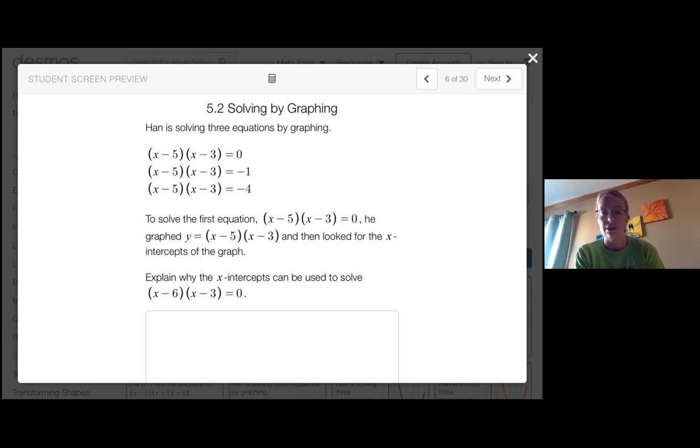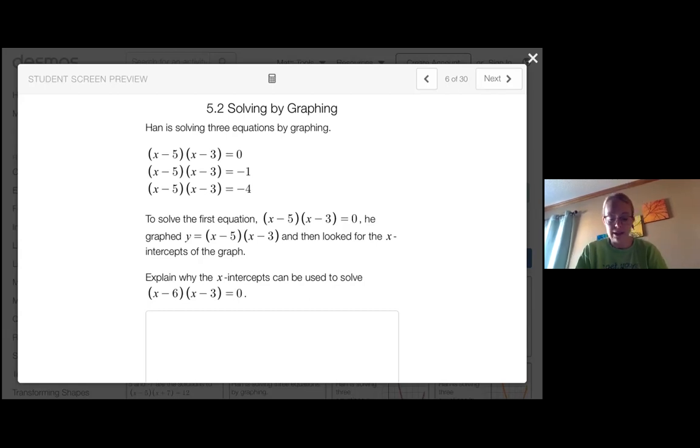The first one equals 0. The second one equals -1. And the third one down there equals -4. It says to solve the first equation, x minus 5 times x minus 3 equals 0, he graphed it. And then he looked for the x-intercepts on the graph. Explain why the x-intercepts can be used to solve that.